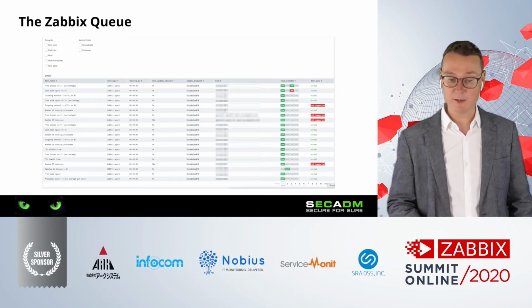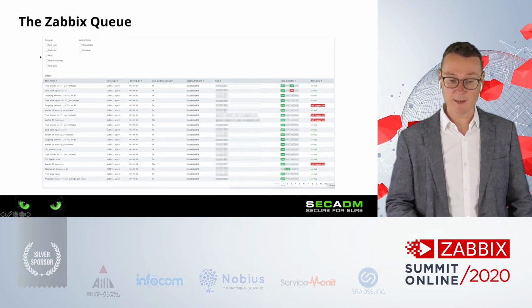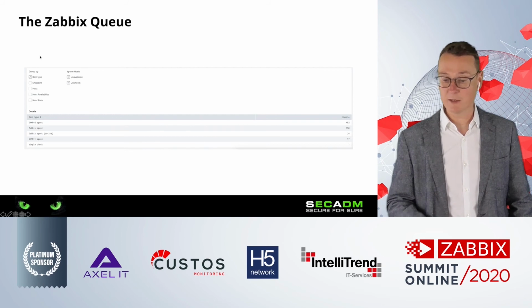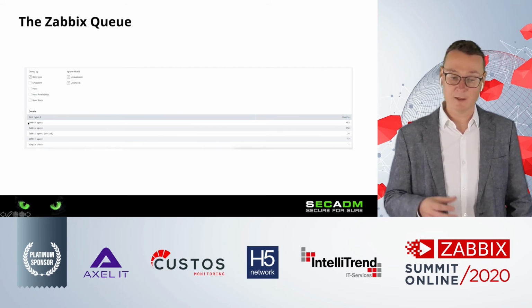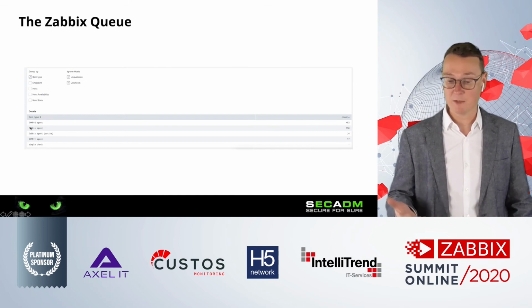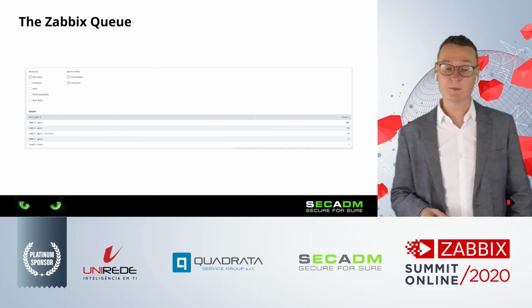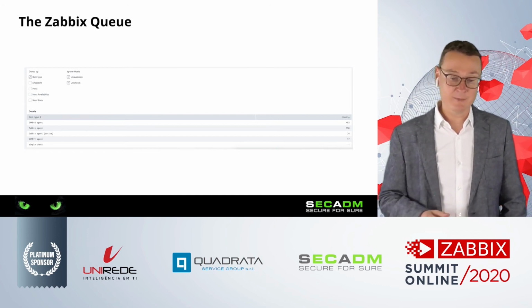For example, I can drill down here and say, okay, I need a group by item type, and I can see that in this example most of my problems were item type SNMP. Okay, and from there I can go even further, analyze the problems and fix them.